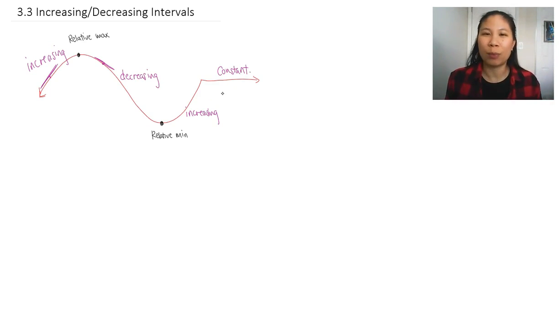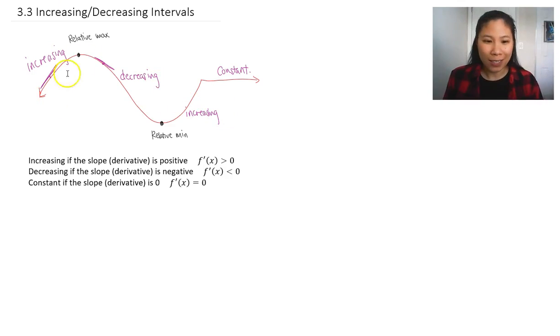Now we want to be able to do this with just an equation and not actually having to graph it out, because that just takes too long. So with an equation, what we want to do is look for those critical values again, so that we can see where it's going to change directions if we were to graph it out. Everything in between those critical points would then be the spots where it's either increasing, decreasing, or constant. Then we can test out the derivative, whatever the derivative is.